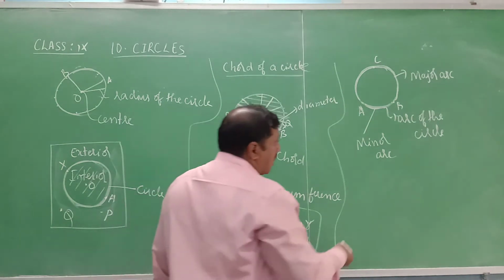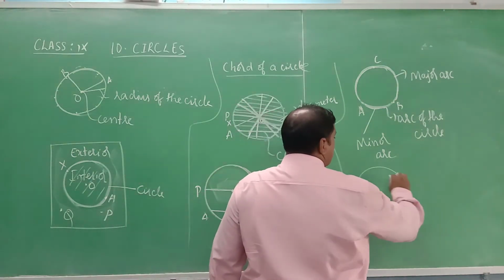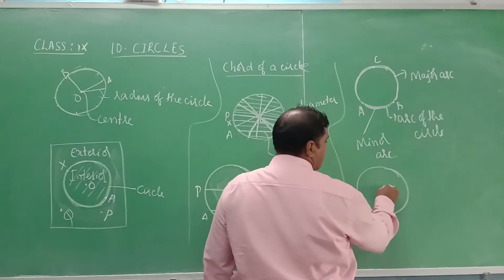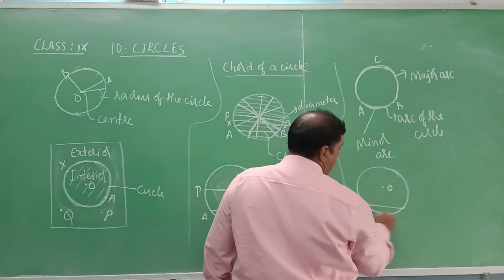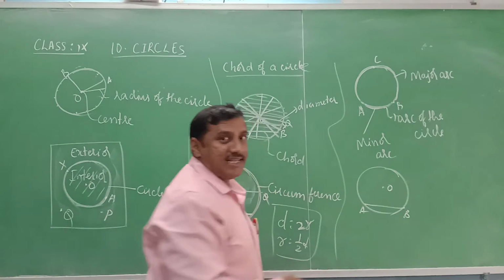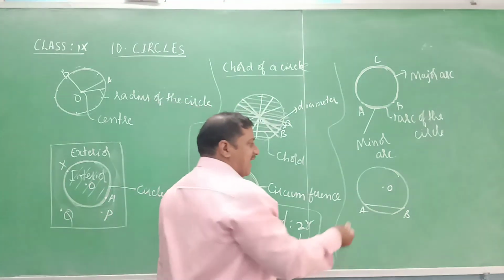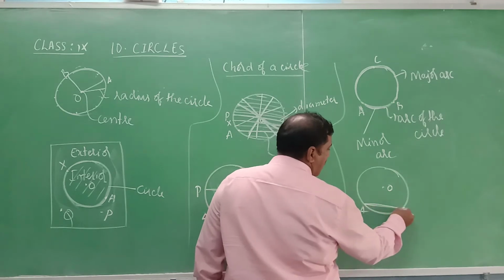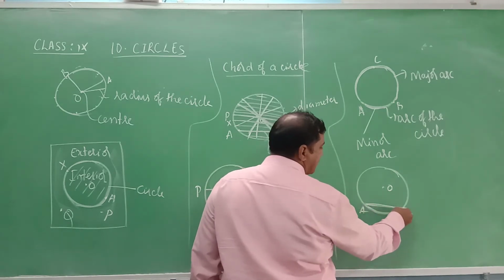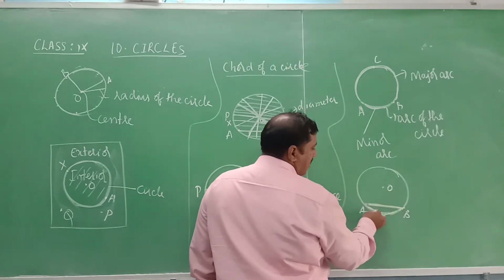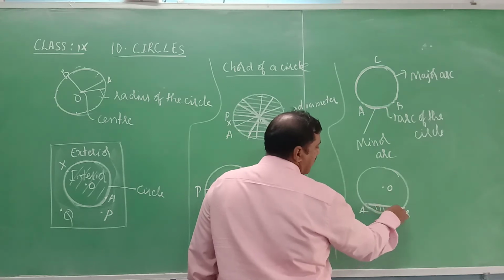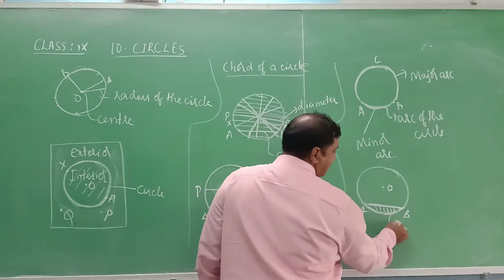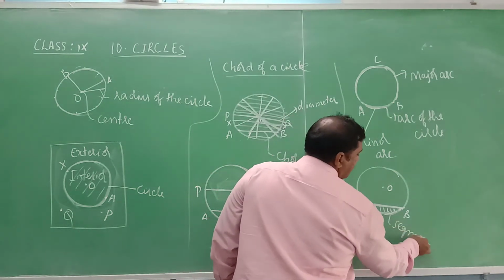Next, segment of a circle. Let the center of the circle be point O and chord AB. The region between the chord of a circle and any one of its arcs, the corresponding arc. See, this is the arc and this is the chord. Now this space is known as segment. Segment of the circle.